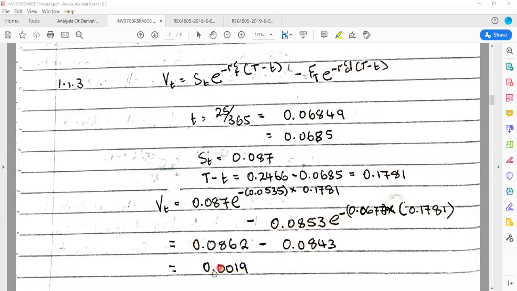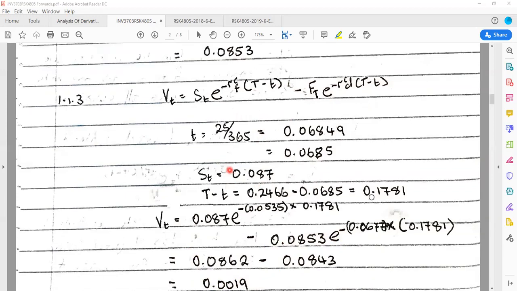And then because the answer is positive, it means it's a gain to the long party and it's a loss to the short party. So make sure you're comfortable with your calculator when it comes to exponentials and logarithms, and also make sure you're comfortable with regards to these questions on currency forward contracts and so forth.